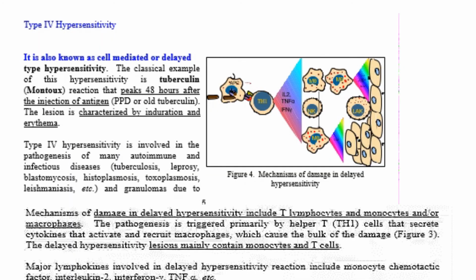The fourth type of hypersensitivity reaction is type 4 hypersensitivity reaction.